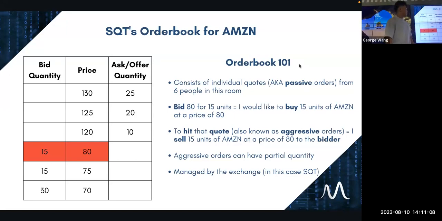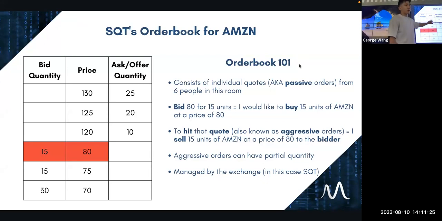Very quickly, can somebody tell me what this row means? 120 and 10. Try to put this in the same way that I have this here: I'd like to buy 15 units at a price of 80. What does 120 and 10 mean? Sell 10 units at 120. Yep, good, exactly.